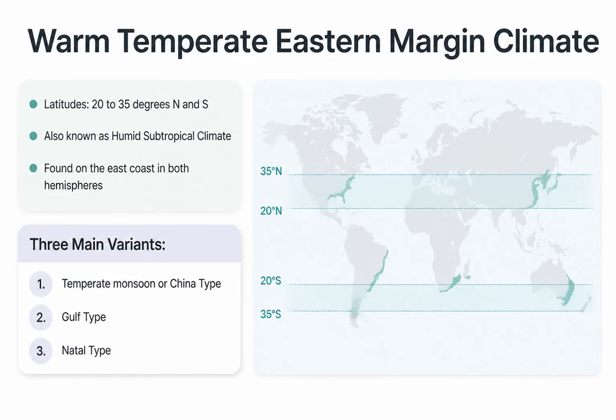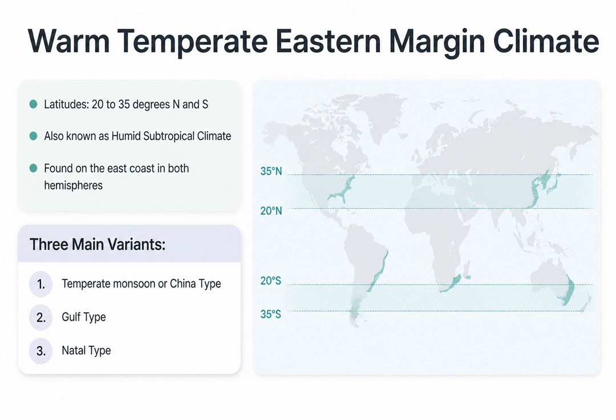Picking right up from our previous discussion on climate zones, let us shift our focus to the warm, temperate eastern margin climate. You will find this climate situated between 20 and 35 degrees latitude in both the northern and southern hemispheres, strictly on the eastern coasts of the continents. Because of its location in the subtropics, it is frequently referred to as the humid subtropical climate.